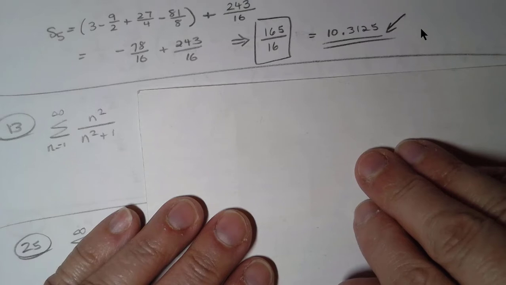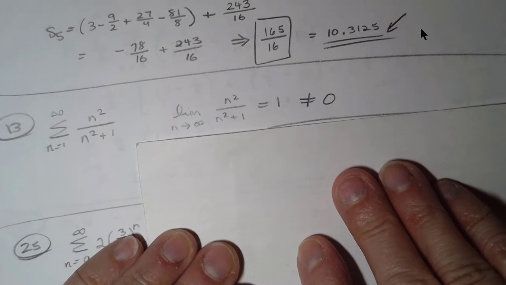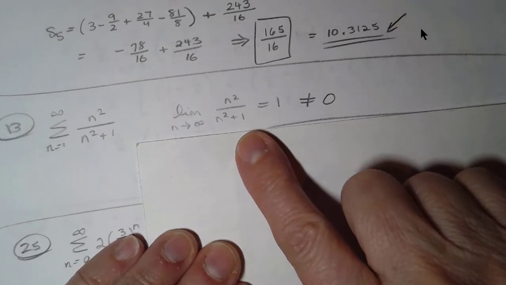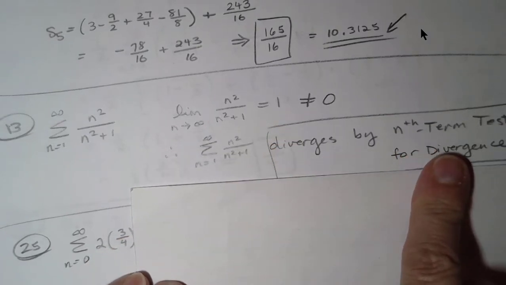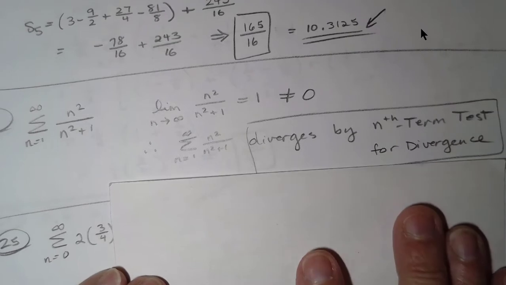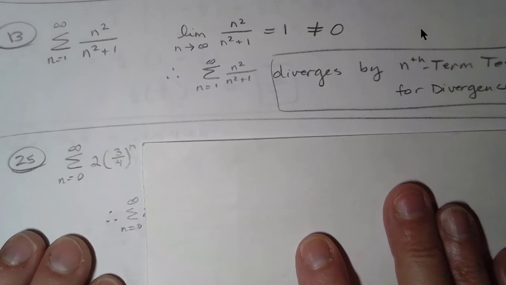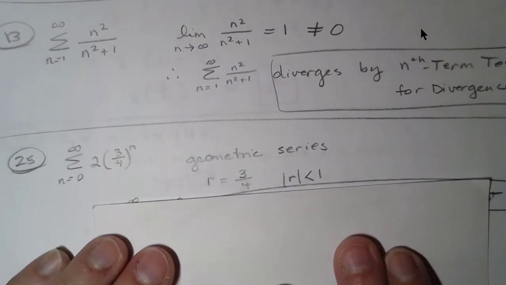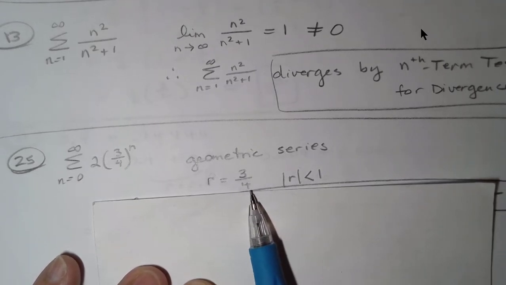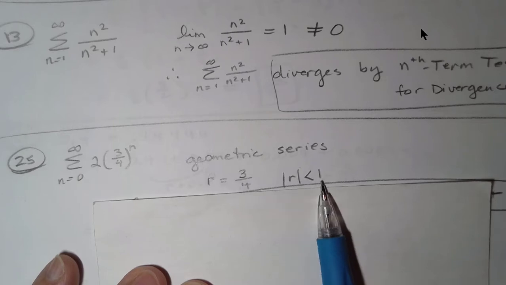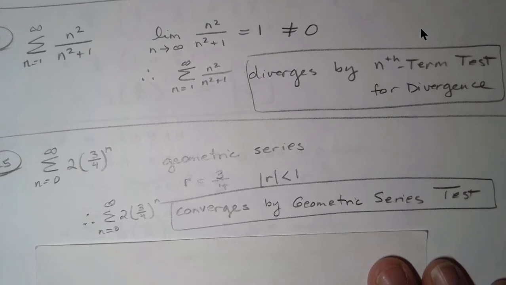So on number 13, we're supposed to determine if this series converges or diverges. You will note that the nth term is not 0, it's 1. So the series diverges by the nth term test for divergence. Number 25, you should recognize this. I have something to the n power, a geometric series where my common ratio is 3/4, so the absolute value of my common ratio is less than 1. So this series converges by the geometric series test.